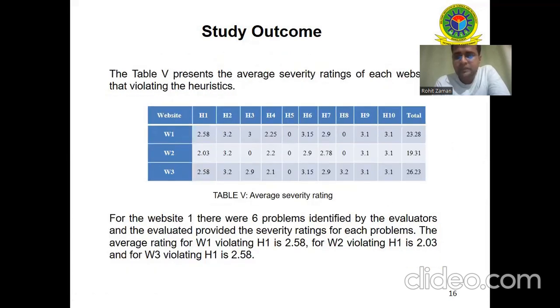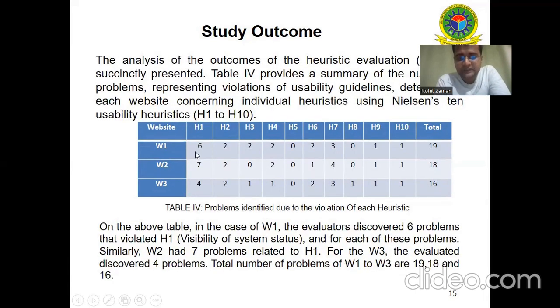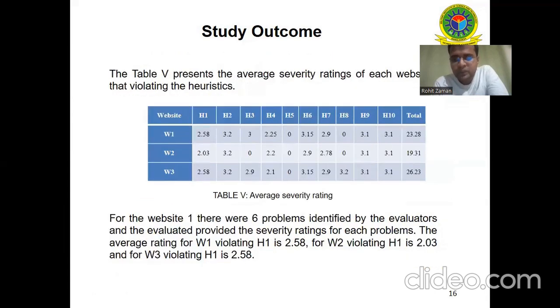And these are the severity ratings, like 2.58. How is this value calculated? As you can see on the previous slide, on website 1, 6 problems were identified, and each of the 6 problems has a severity rating. We took the average of those 6 problems, and this is how the 2.58 value is calculated. Similarly, all the values were calculated, and here is the sum.